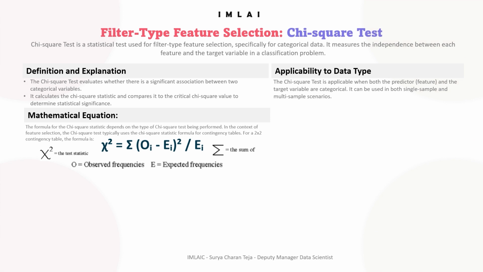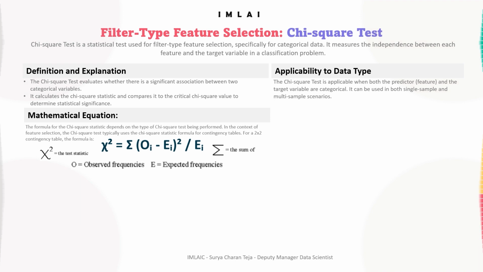So here O sub i is the observed frequency in the contingency table for the category i of the feature and category j of the target variable. And similarly, E sub i is the expected frequency in the contingency table, calculated under the assumption of independence between the feature and the target variable.